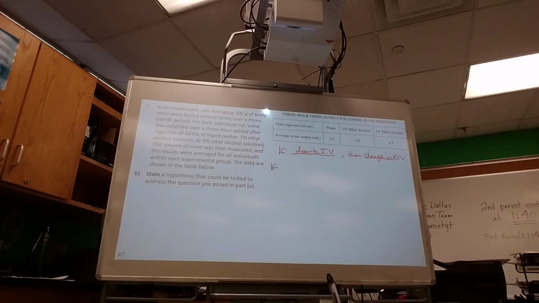So, if rats consume more concentrated alcohol solutions, what do we predict will happen? Then they will have more urine out too. Then they will produce more urine.